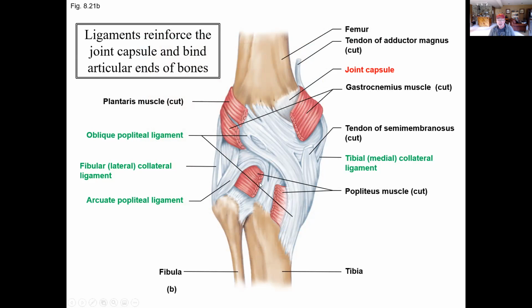So that knee joint is a very complex joint, isn't it? You can just kind of get a sense of that as you look at the orientation of many of these ligaments helping to reinforce that knee.